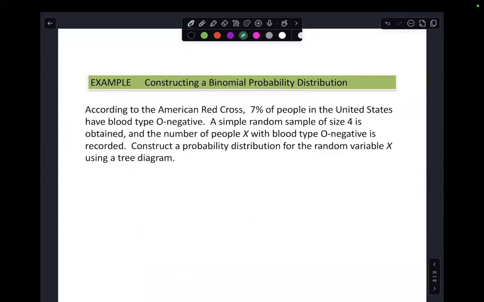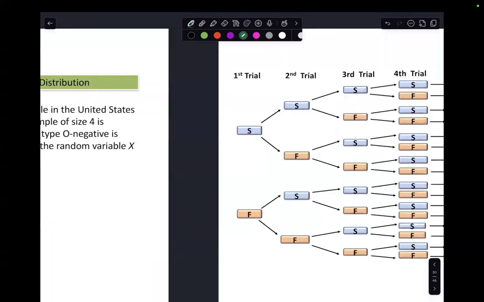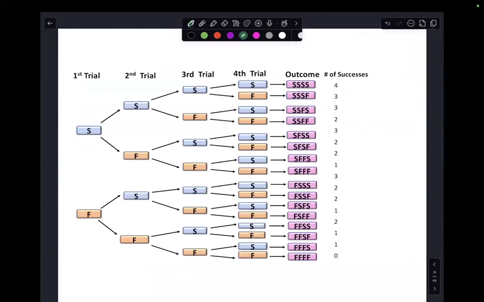All right. So this is going to be really ugly and huge, and you're going to be thankful I don't make you draw one. Okay. So our first trial is we took a person. That was either a success or a failure. It was either type O negative or not type O negative.